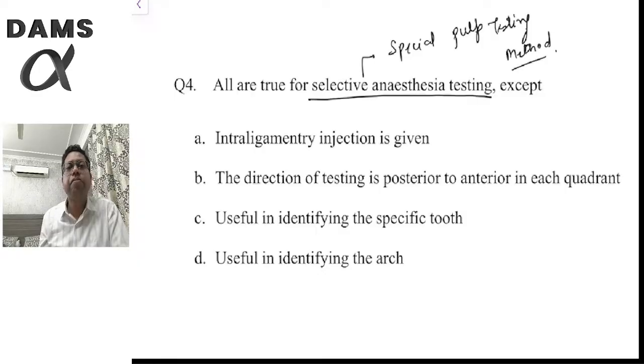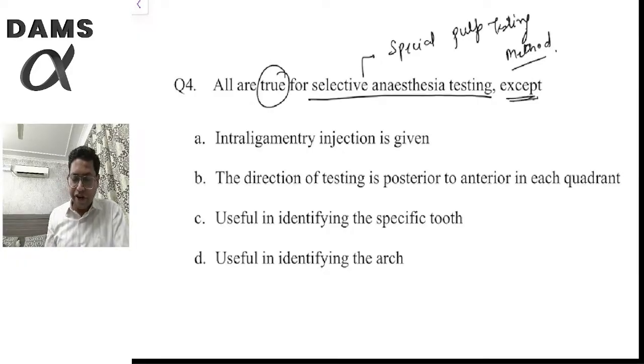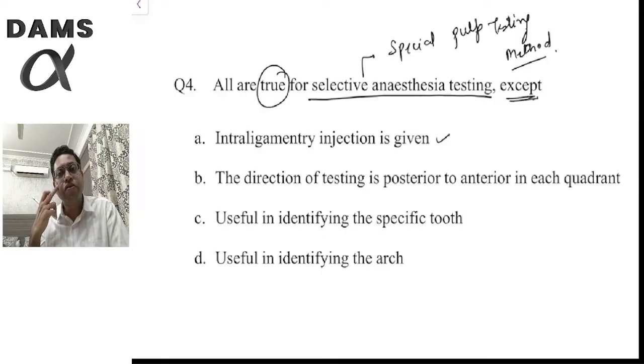This is a special pulp testing method. Now, all are true except the question is asking which is not correct for selective anesthesia testing. Intraligamentary injection is given is true because we know that selective anesthesia is used when the patient complains of pain on one side of the face, but clinically and subjectively it is not discernible in the first go what is the offending arch, whether the pain is coming from a maxillary tooth or a mandibular tooth, we do not know. In such cases, we employ selective anesthesia testing.